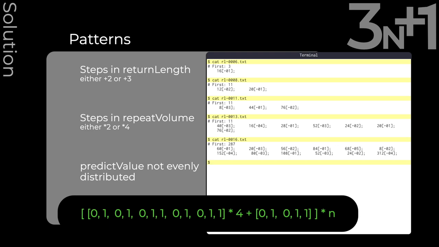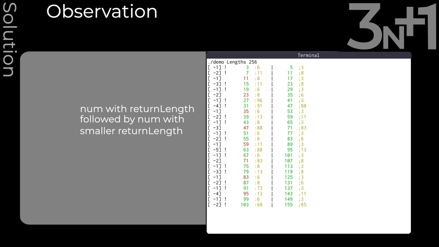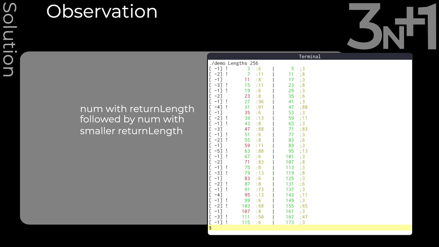Unfortunately, just as the step sizes are not clear, the predict values related to each of the steps are not clear either. But then again, we are not trying to explain every detail, since many are red herrings. We want to have an understanding that helps see the proof. What is clear, however, is that a number with a given return length is followed by a number with a smaller return length. If return length as a property holds, then this relationship is a requirement. We need the return length to prove that there is no runaway, and thus we can silence that nagging voice.